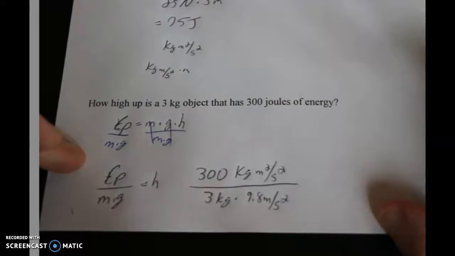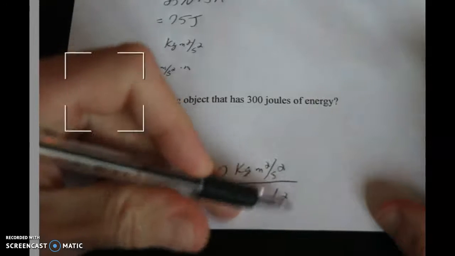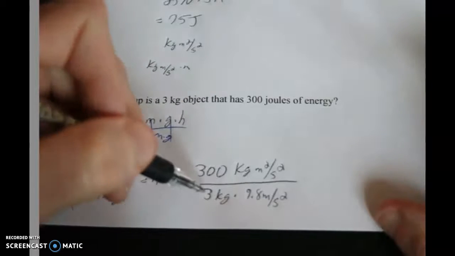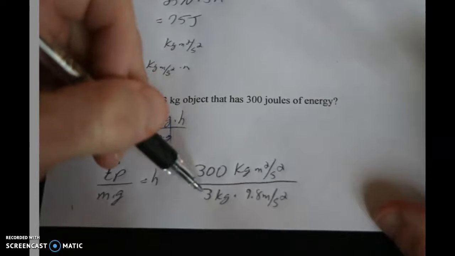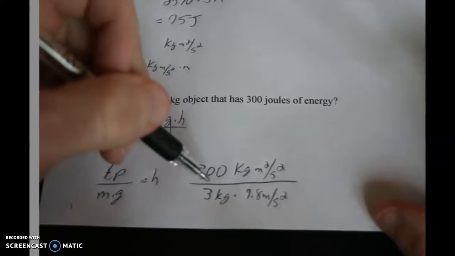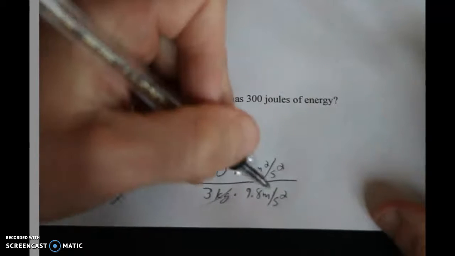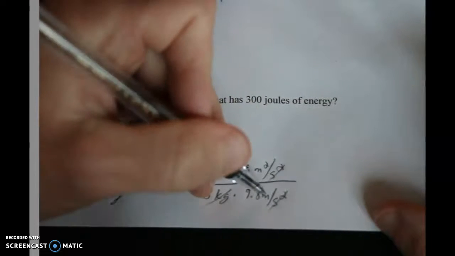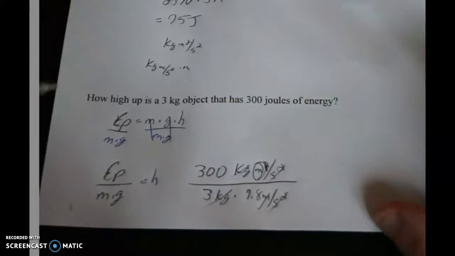Now when you're doing this in the calculator, make sure you do it the right way. You might have to use parentheses here, right, because you want all of this on the bottom. A common mistake is to do 300 divided by 3 and then just hit times 9.8. That's doing a different order of operations. And when you look at the units, the kilograms will cancel out, the seconds squared will cancel out, that meters will cancel out, that squared will cancel out, and what you're left with there is meters.